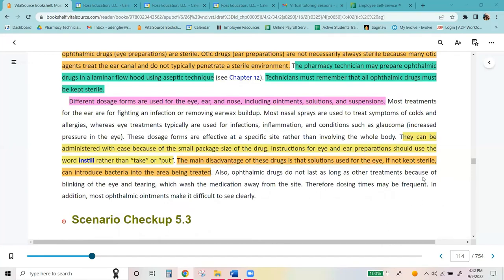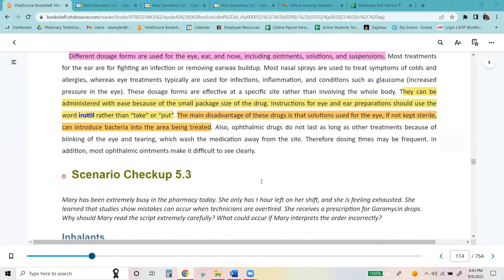Different dosage forms are used for the eye, ear, and nose, including ointment, solutions, and suspensions. They can be administered with ease because of the small package size of the drug. Instructions for eye and ear preparations use the word instill rather than take or put. So when you are doing patient directions in the retail world, you wouldn't say take 1 drop, you would say instill 1 drop. The main disadvantage of these drugs is that solutions used for the eye, if not kept sterile, can introduce bacteria into the area being treated.